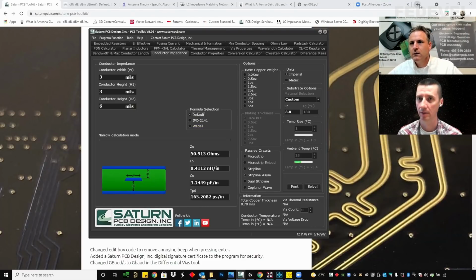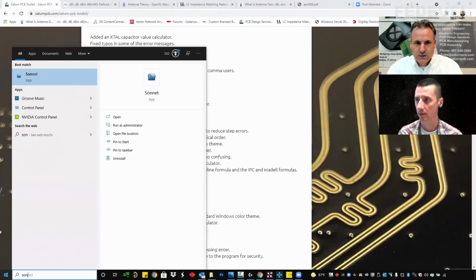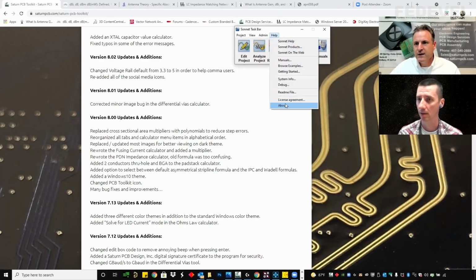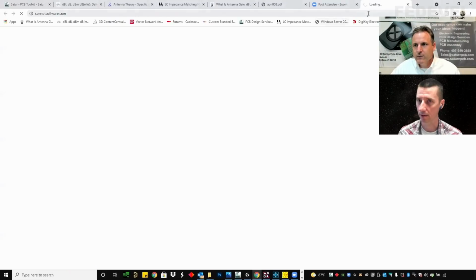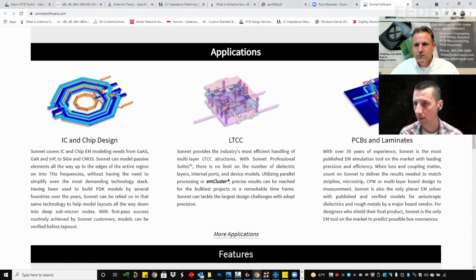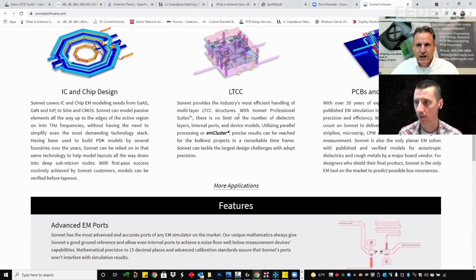Which one is it? Can you search for the name of the software? Let's see. I actually have it. Yeah, this is it here. Sonnet software. Sonnet on the web. What you can do in this software is, this is a 3D simulator. This is how I design my antennas.